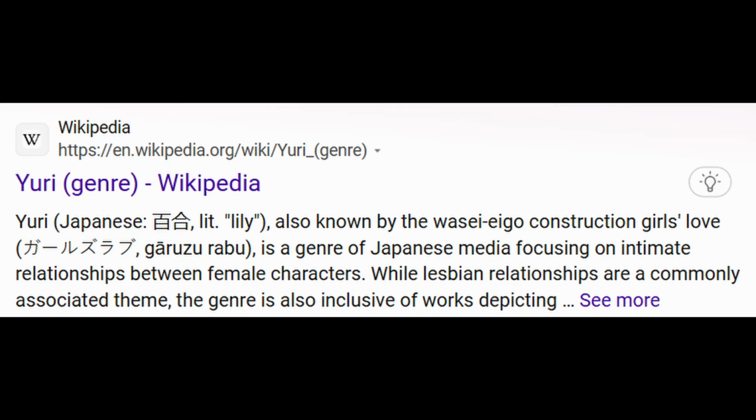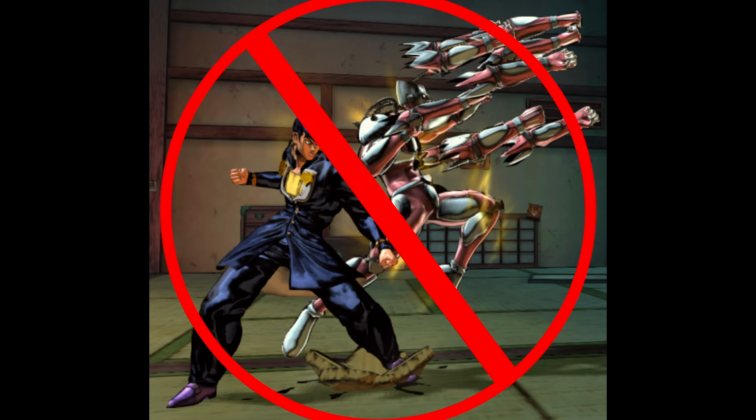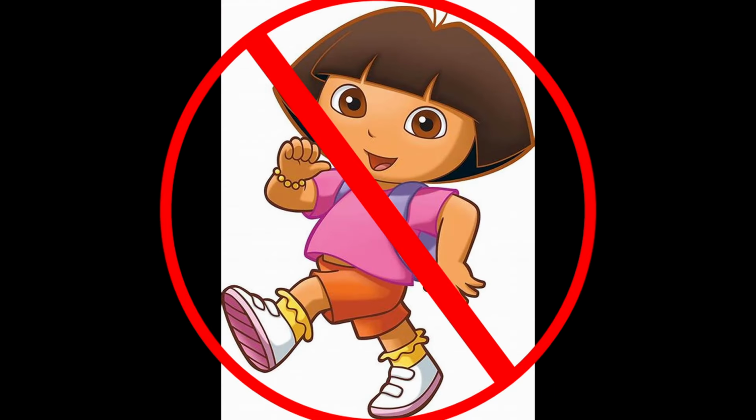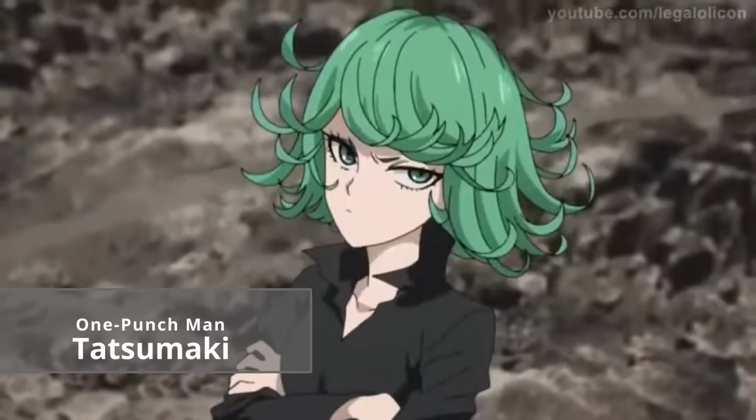But we all know what the first word in the title means. Tsundora is next, and the Dora part of the name doesn't come from Josuke Part 4 Stand Cry or that one famous Latina explorer. It actually comes from the word dorai, being the katakanization of the English word dry. This describes characters who are dry and emotionless.